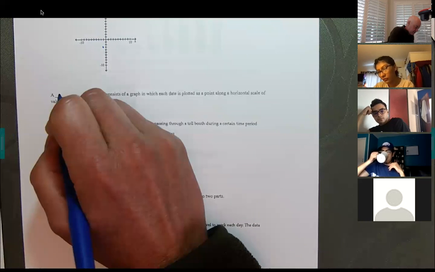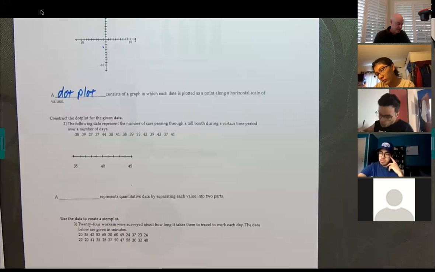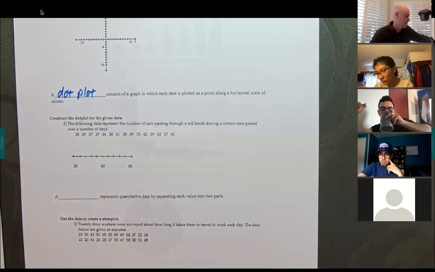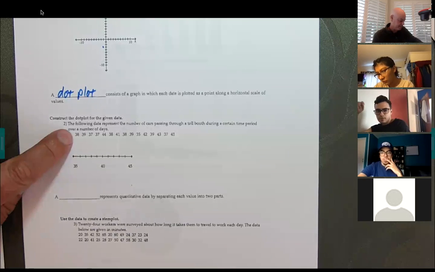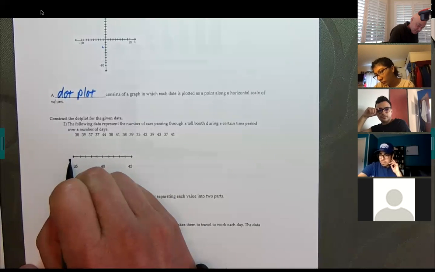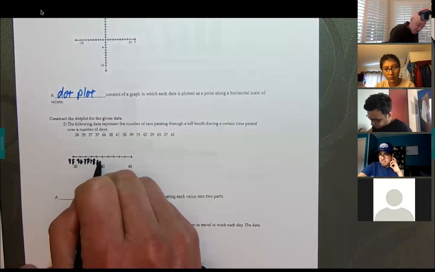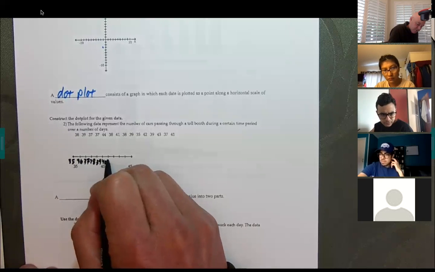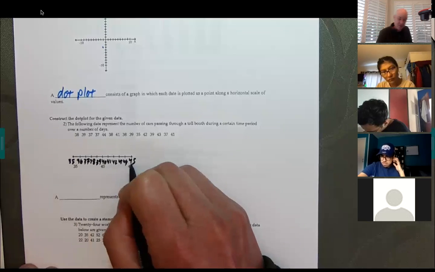This is called a dot plot. It consists of a graph in which each data value is plotted as a point along a horizontal scale. I'll show you what I mean here. So here we have some data. And I'm going to rewrite all of the numbers in so we can make it clear. So this is 35, 36, 37, 38, 39, 40, 41, 42, 43, 44, and 45. Sorry if that's a little messy.